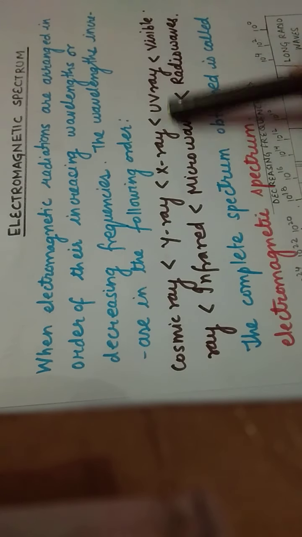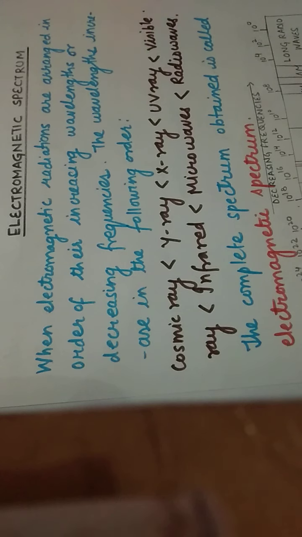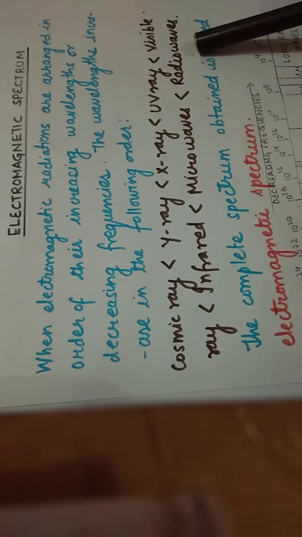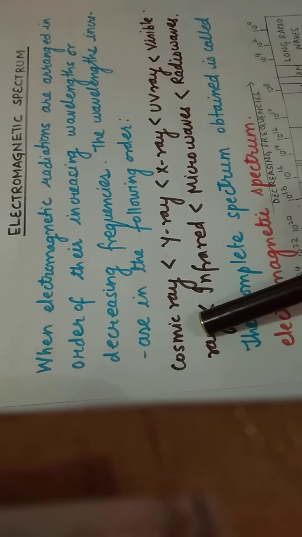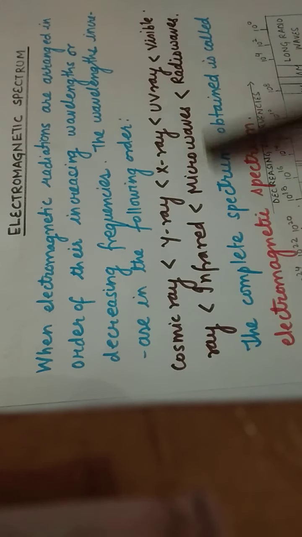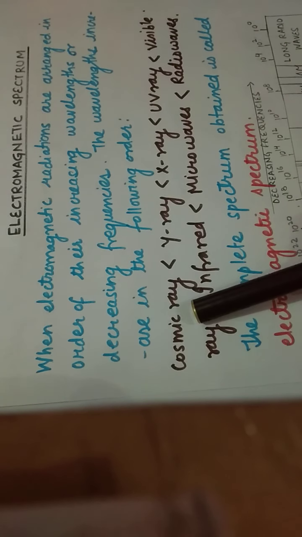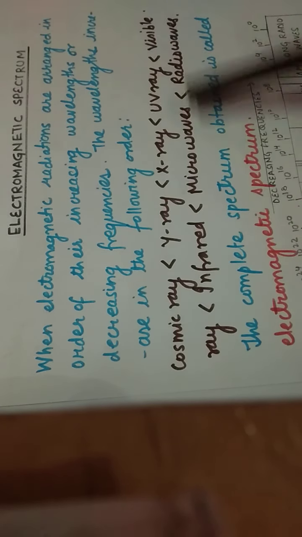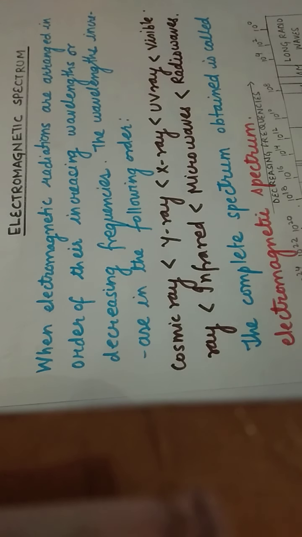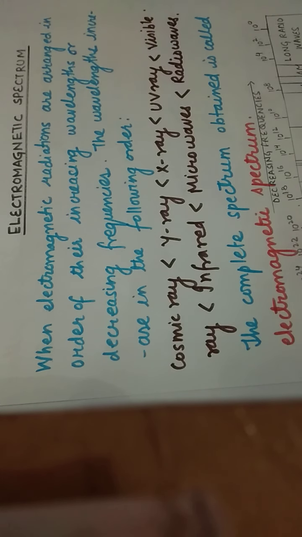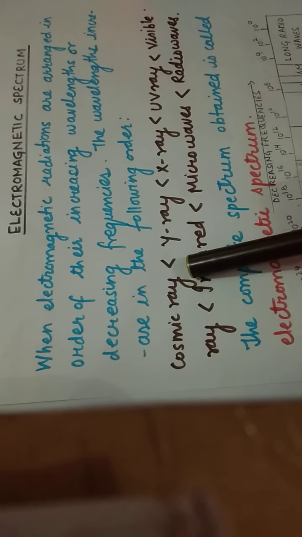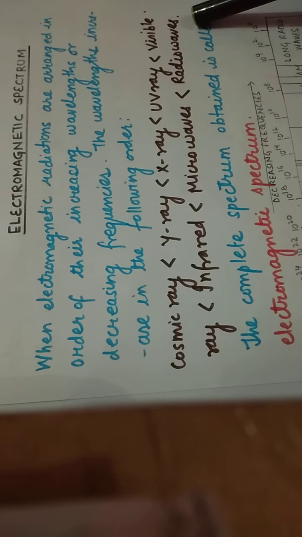these different electromagnetic radiations in order of their increasing wavelengths, it means radio waves have the highest wavelength and cosmic rays have the least wavelength. So when you arrange these electromagnetic radiations in order of their increasing wavelength, that is in this order their wavelength increases, or when you arrange these electromagnetic radiations in decreasing order of their frequencies, that is the frequency of cosmic rays is highest and the frequency of radio waves is least.